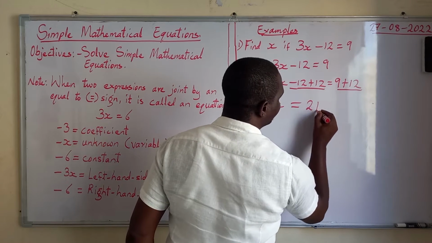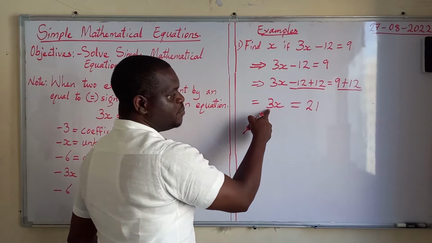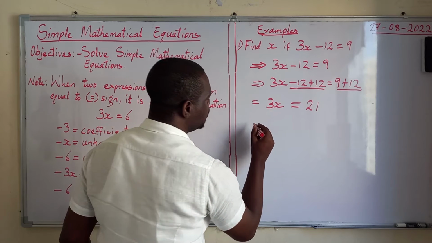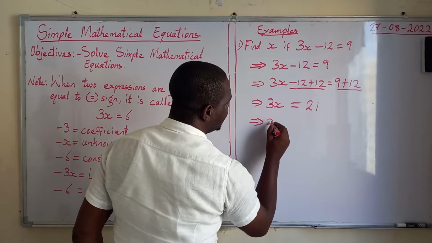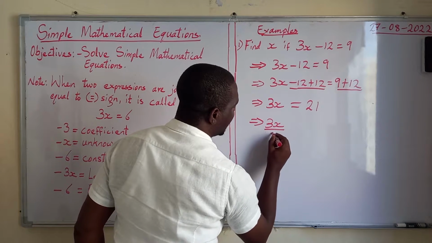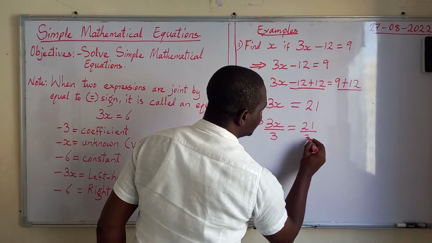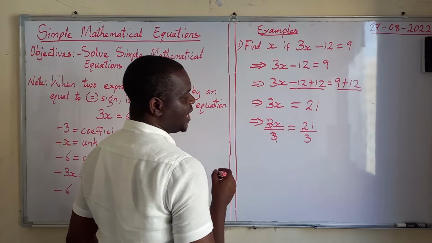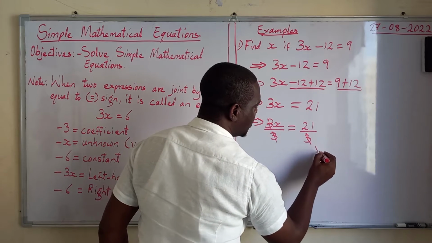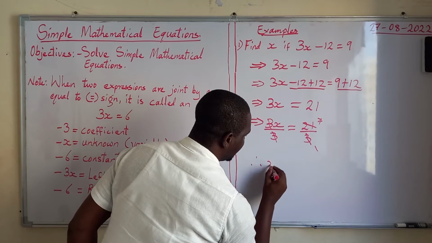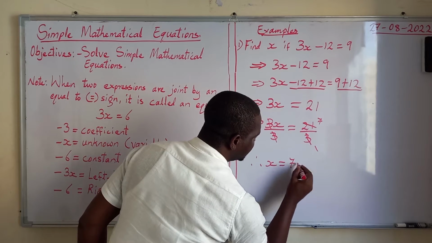21. Now we have to eliminate 3, and here they are multiplying. So what we do, we divide. 3x divided by 3 is equal to 21 divided by 3. And this 3 will simplify this one. 3 here one time. 3 into 21 is 7 times. Therefore, x is equal to 7.